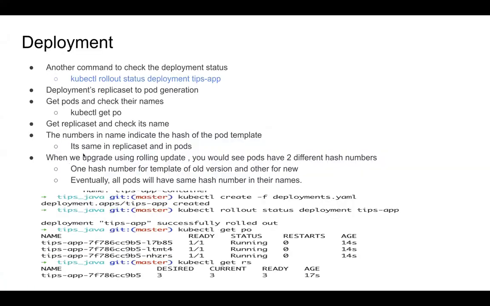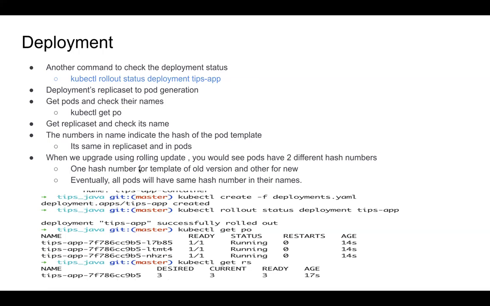So this is just what I explained. The number in the name indicates a hash of the pod template. So in the replica set and the pods, it's the same. So when we upgrade using rolling update, you will see pods with 2 hash numbers. Now what we are going to do is, so this we have tested.